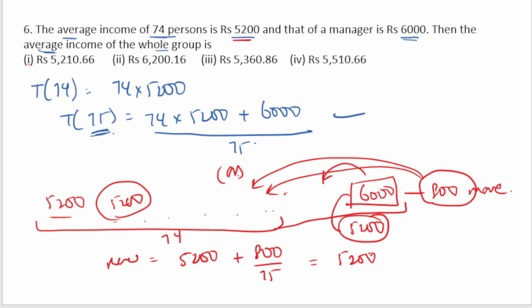It is 5200 plus 8 into 100 divided by 75. It is 25 into 3, 25 into 4. 8 into 4 is 32, and 3 into 10 is 10.66. So the new average is 5210.66. It is the first option.